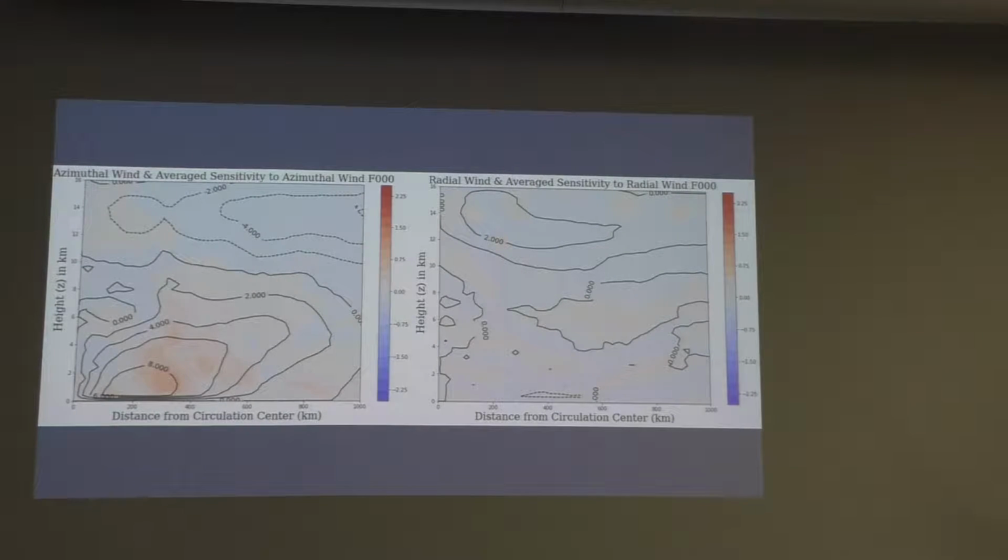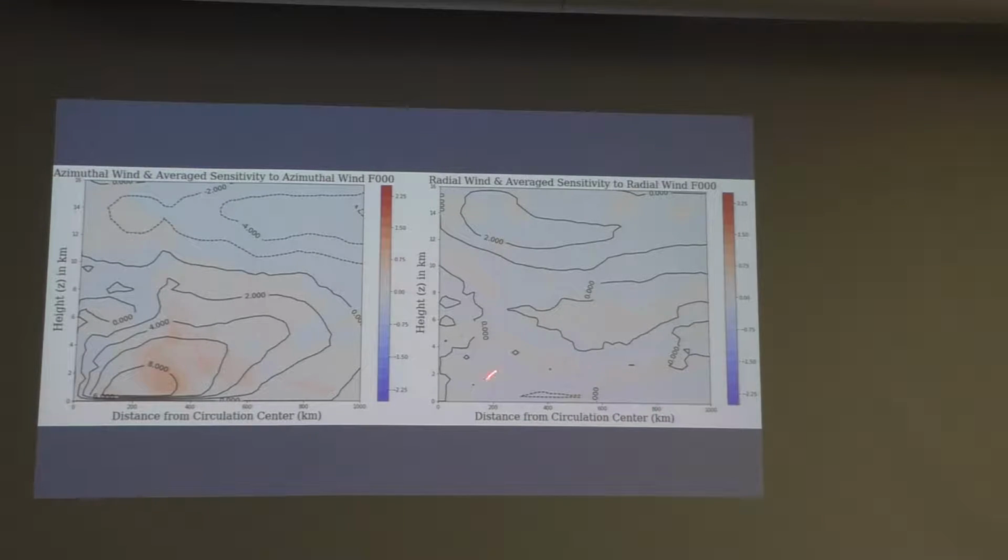We can also take an azimuthal average look at this. So the contours are what I showed before of the azimuthal wind and the radial wind, and the fill now is the sensitivity to the azimuthal and the radial wind, left and right respectively. Interesting things to note: for the average sensitivity to the azimuthal wind, we see it's maximized just outside that radius of maximal winds.